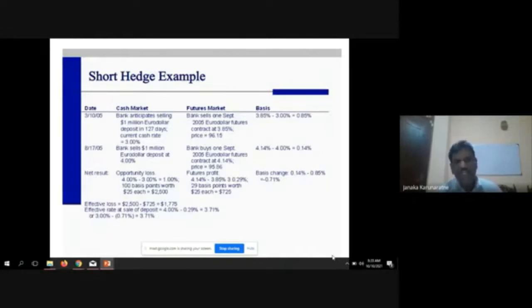Basically, we were looking at hedging of different interest rate risk exposures using financial futures. And depending on the interest rate scenario and also your position, or your position means your risk perspective, you have to either go for a long or short hedge in the futures market. Okay.